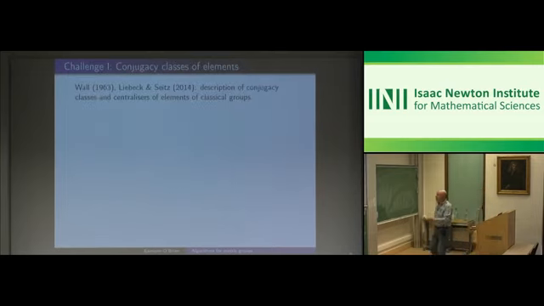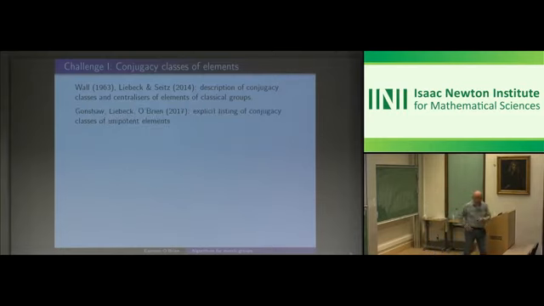So for example, conjugacy classes of elements is a pretty good example of what can be done and what has been done. There's work of course of Tim Wall, and there's work of Gary and Martin, which gives you conjugacy classes and centralizers of elements of classical groups. What we've been trying to do is to make that quite explicit, in the sense of being able to list explicitly conjugacy classes, centralizers, and the ability to do conjugation within the group.